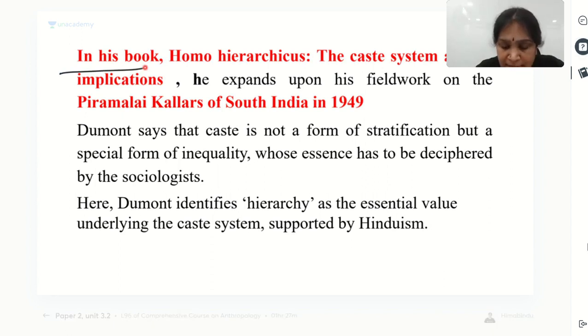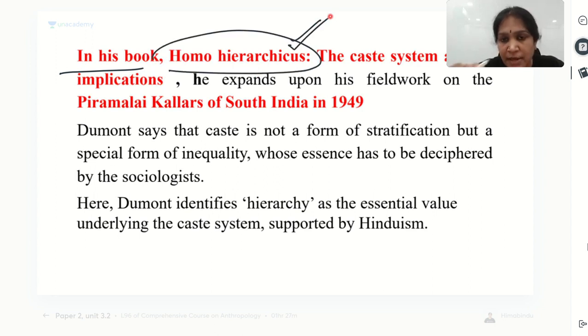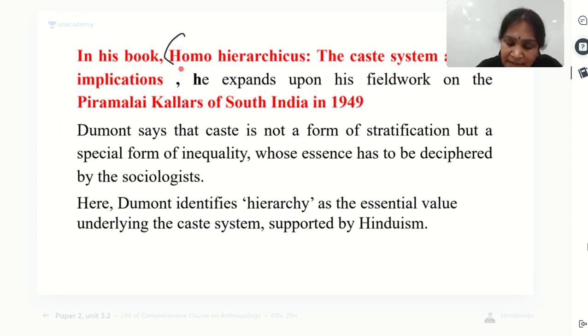Okay. So, in his book, Homo Hierarchicus, we came into that question. That question was picked up from this book. So that was a special question. Is it clear? Okay. Louis Dumont in his book Homo Hierarchicus, the caste system and its implications. That is the subtitle. This is the complete title of the book. Is it clear? Homo Hierarchicus, the caste system and its implications.